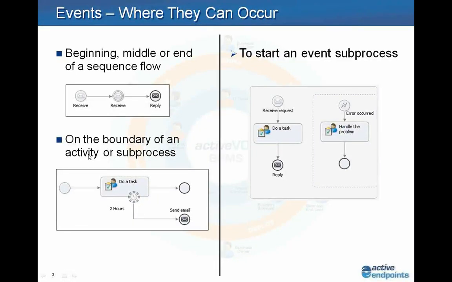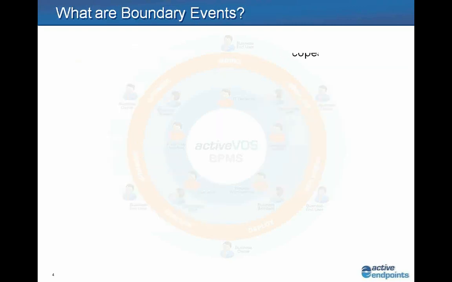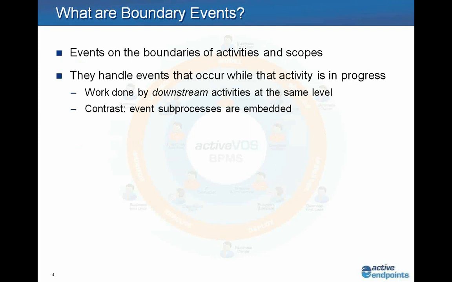The third form is that you can put an event onto the boundary of either a simple activity or a subprocess. And that's what we'll be talking more about today. So what are these things? They can go on activities or scopes, and they handle events that occur while that activity is in process. The work of the handling of the event is done by what we call downstream activities. And those activities are at the same level, in terms of scoping, as the activity that the boundary is on. This is in contrast to those event subprocesses where the handling of the event is encapsulated. It's embedded in some subprocess.